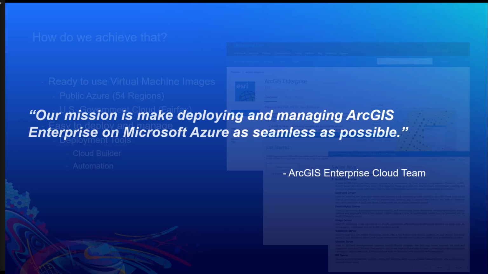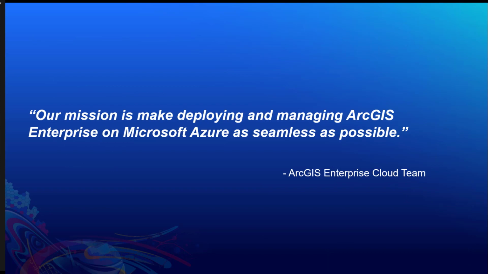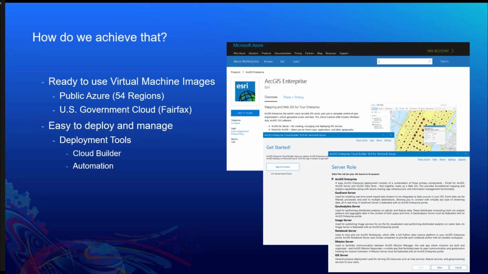We do that by providing you with virtual machine images that are available in the Azure Marketplace. And by making it available in the Azure Marketplace, they are now available in all public Azure commercial regions. So that includes the 54 regions that are live as of today. It also includes the US GovCloud, commonly known as Fairfax. So these are the regions and the Azure infrastructure where these virtual machine images are available.